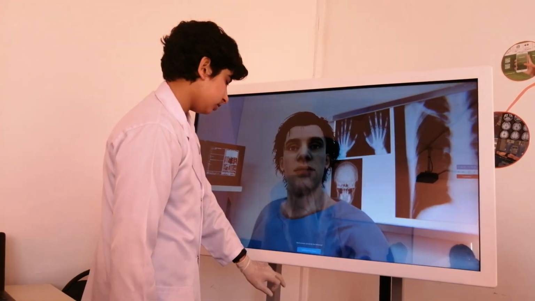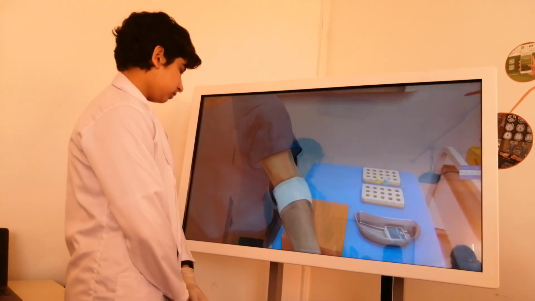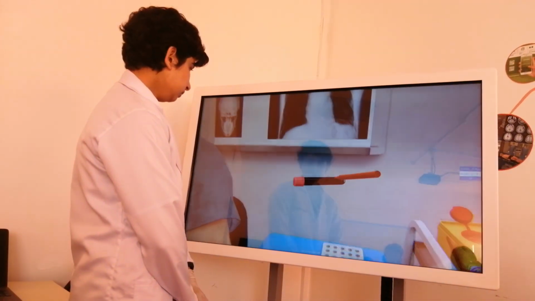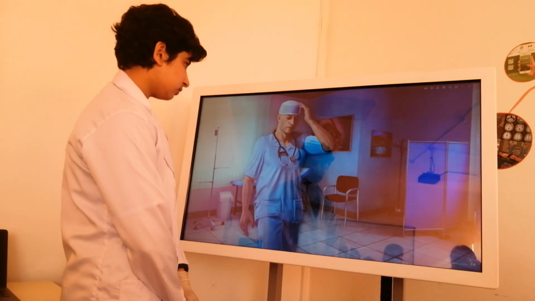Labeling of test tubes. Label all blood sample tubes. Scenario completed.